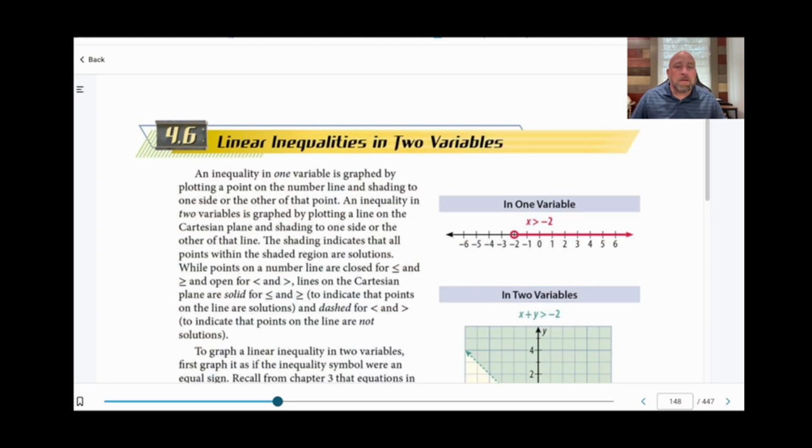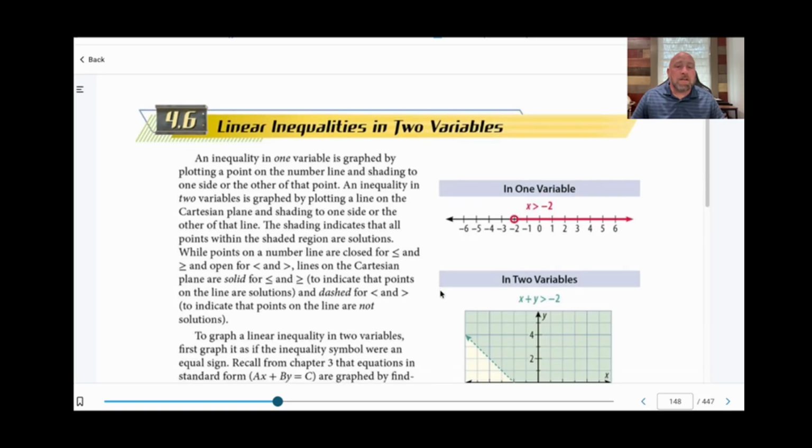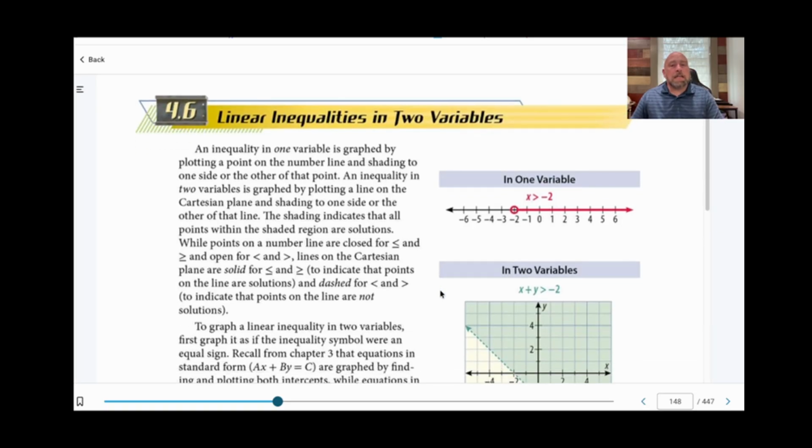Now, in today's lesson, lesson 4.6, we're going to be on page number 148. So if you will, you can go ahead and look over there. In today's lesson, we're going to be solving linear inequalities in two variables. So we have done the Cartesian plane, but we did it with an equal sign. This one is exactly the same. There's just one little addition that we need to make.